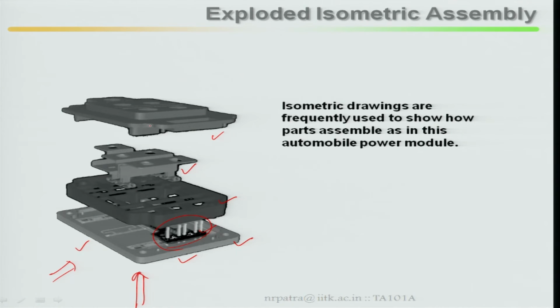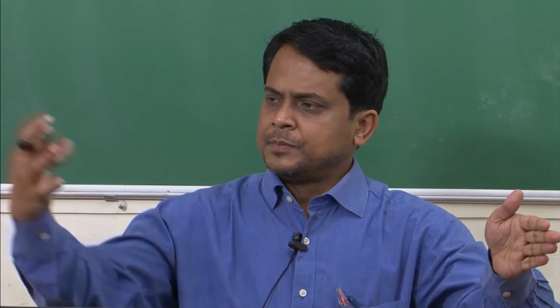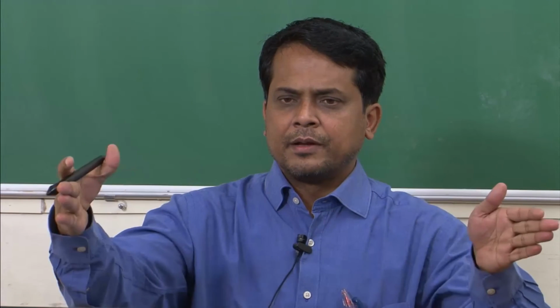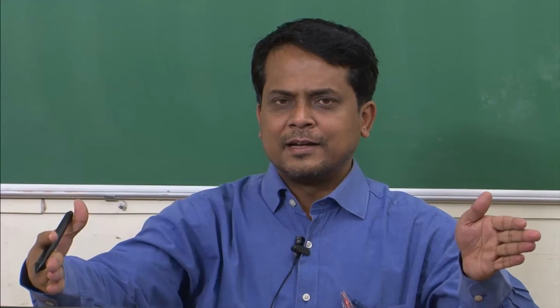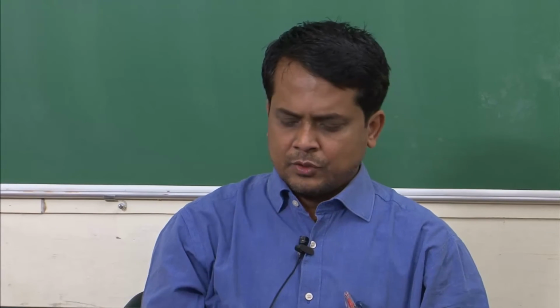Isometric drawings are frequently used to show how parts assemble, as in this automobile power module, particularly in automobiles. Axonometric views, basic concept: look at this. Parallel to picture plane. What do you mean by parallel to picture plane? A picture plane is there, the object is there, and it is parallel to the picture plane. That means only one face you can see, that is your front view.